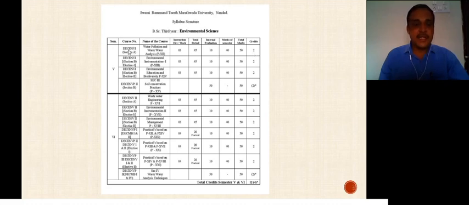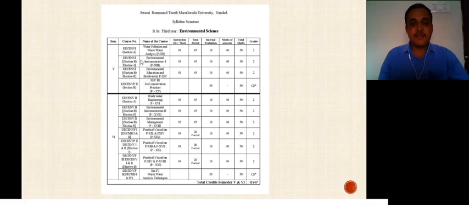Then if you see paper number 12, that is Water Pollution and Wastewater Analysis, it has 3 periods per week. 45 lectures are required to complete the syllabus of this paper. 10 marks for the internal evaluation, 40 marks for the external or end semester examination. Total marks are 50 and the credits are 2.